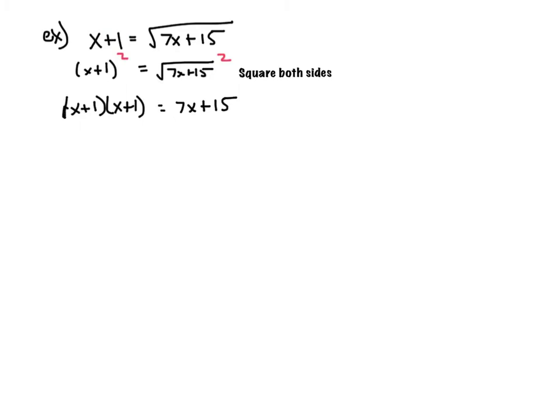Alright, so foiling this out, I have x times x is x squared. x times 1 is positive x. 1 times x is another positive x, and 1 times 1 is 1.